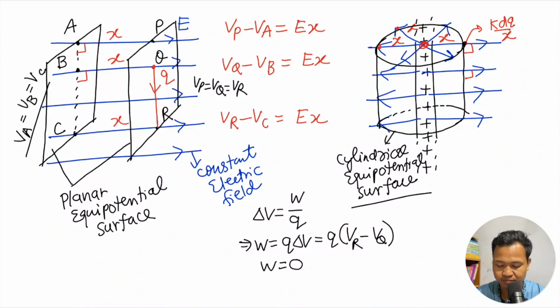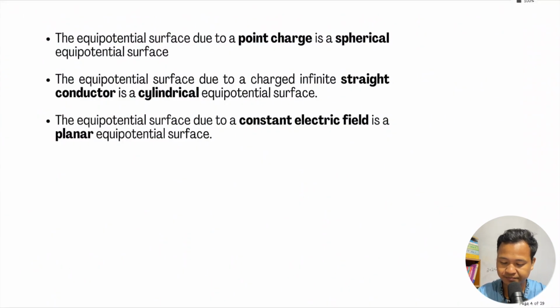So we can write three points from equipotential surface. Equipotential surface due to a point charge will be spherical. Equipotential surface due to an infinite straight wire will be cylindrical. Equipotential surface due to a constant electric field will be planar.